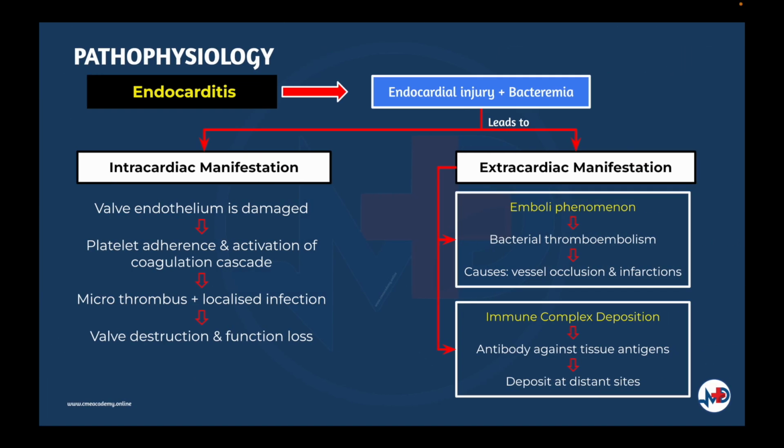The heart wall consists of 3 layers, with the outermost layer being the epicardium, moving inwards the myocardium, and lastly the endocardium, the innermost layer of the heart. And this is the layer that gets inflamed in endocarditis. So we will now move on to the pathophysiology.